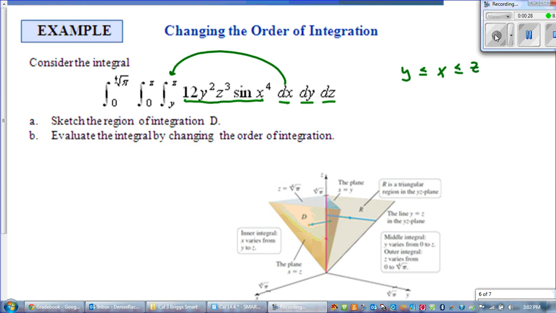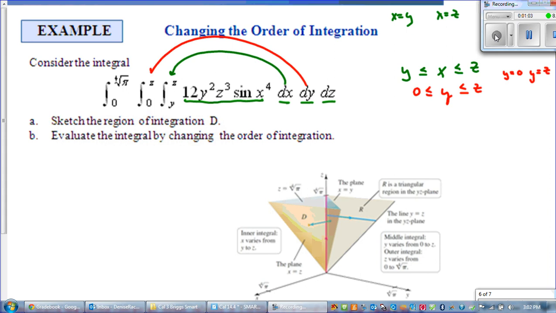Now that's looking at two planes, x equal to y and x equal to z. So those are the planes that are the bounds for the x. Now the bounds for the y are given by 0 and z. So that means that y is bound below by 0 and above by z. So think of that as two planes. That's y equal to 0 and y equal to z that are the bounds for the variable y.